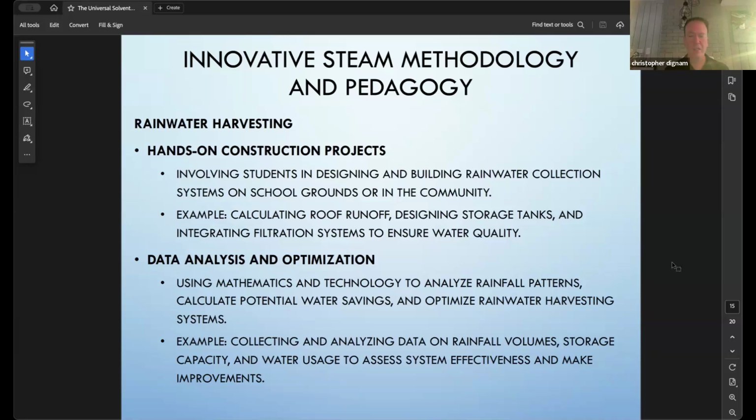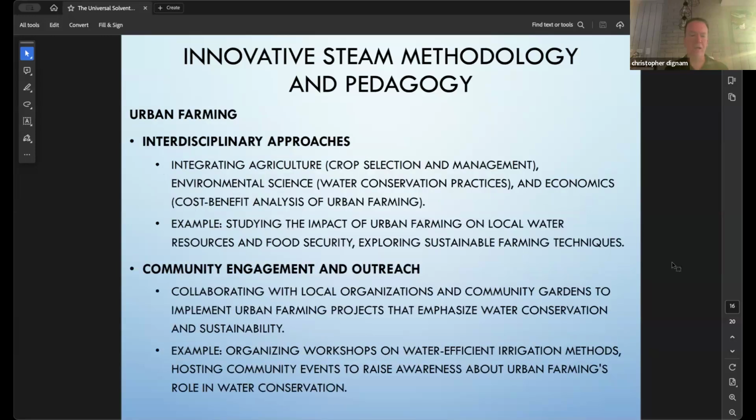But again, you can do things with the amount of water through mathematics, through analysis, technology. Use those calculations for your math courses in your school so that students in math are using something that's relative and relevant to what's happening in their community. And the third area of what we're looking at, the most innovative type of STEAM methodology for water, would be urban farming. And this is where we have, even in skyscrapers here in Chicago, rooftop gardens.